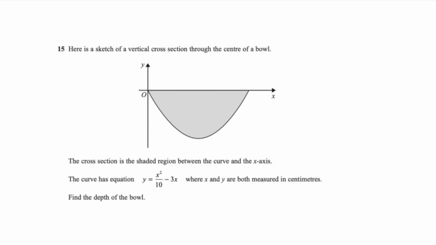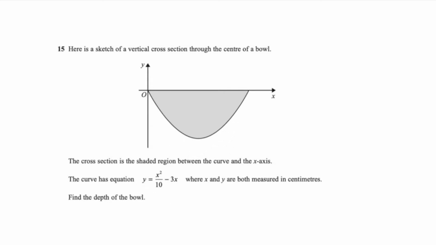So here we go. It says, here is a sketch of a vertical cross section through the center of a bowl. So imagine that this is the bowl here, and they've literally just chopped it. So this is the inside you're seeing, that's the cross section there. The cross section is the shaded region between the curve and the x-axis. The curve has that equation. That's the curve of this here.